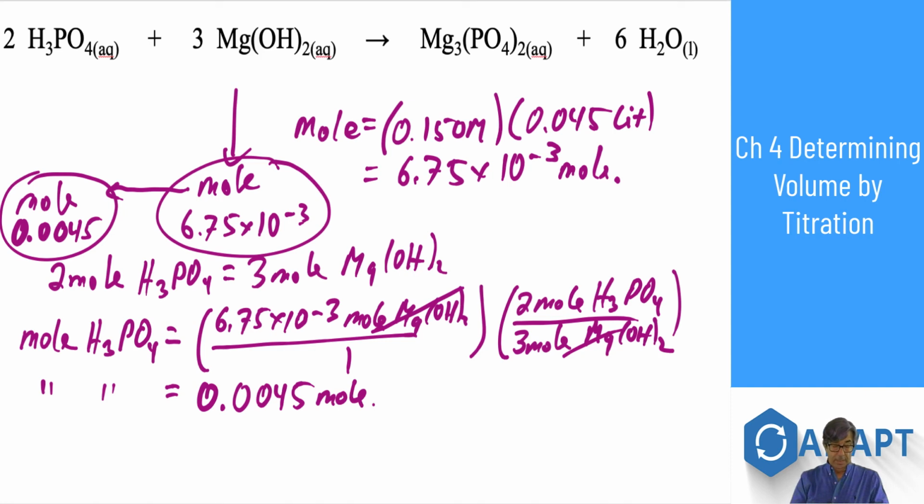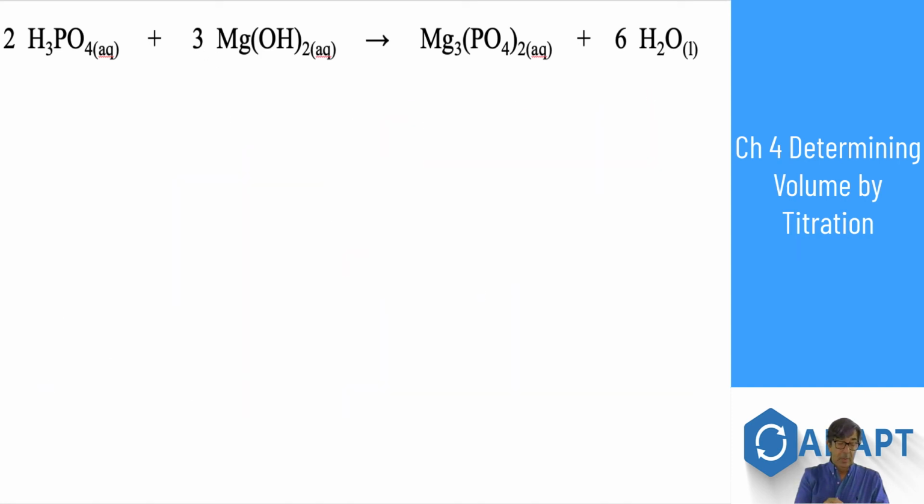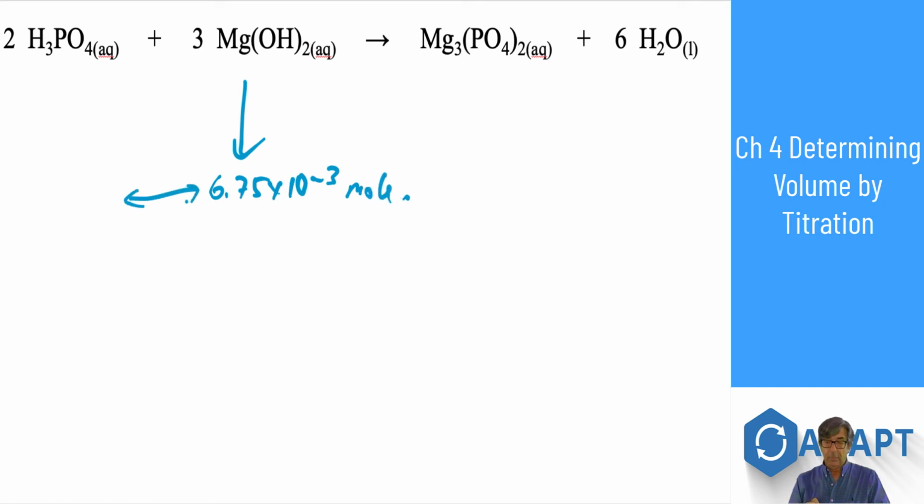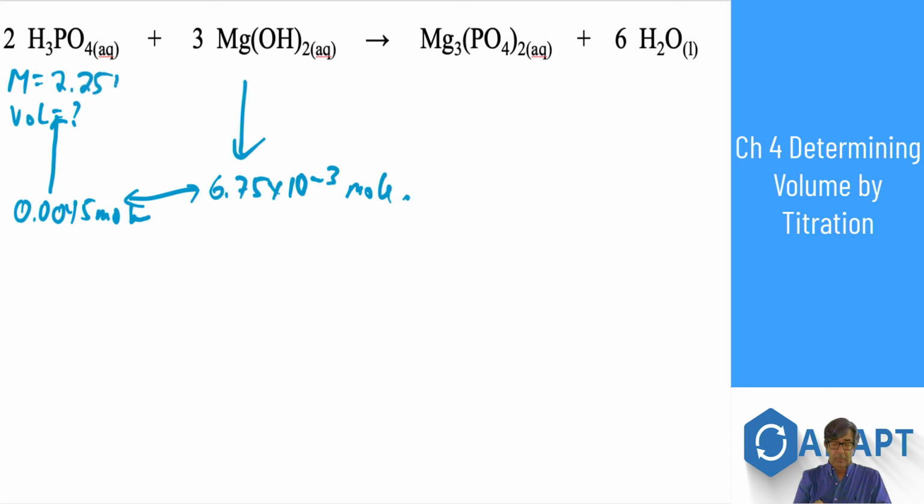All right, let's clean that up and use that information. So we have identified the moles of magnesium hydroxide, and that was 6.75 times 10 to the minus 3. And the moles to the equivalence point of the phosphoric acid equals 0.0045 moles. When it comes to phosphoric acid, we wanted to identify the volume required, in which the molarity of the phosphoric acid equals 2.25 molar.